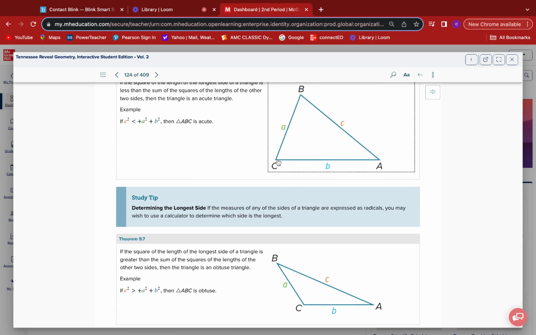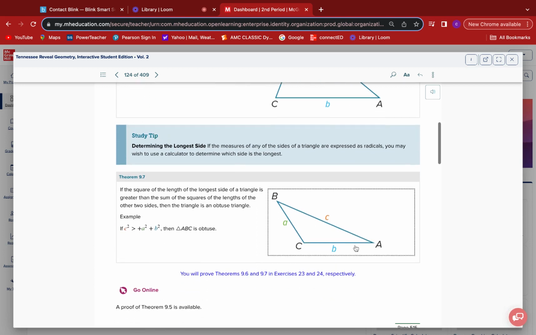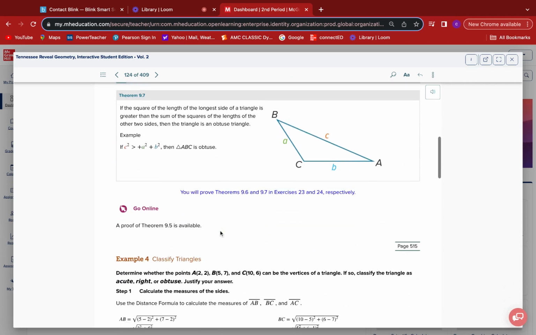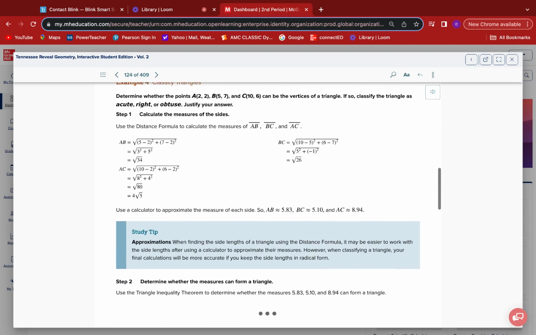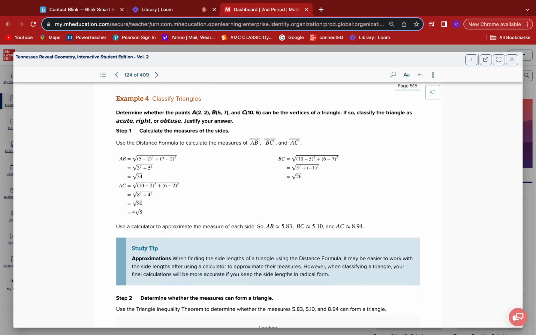So if it's an acute triangle, then of course c squared is going to be less than a squared plus b squared. And if it's obtuse, then c squared is going to be greater than a squared plus b squared. Okay. What we got here? Example number 4. Looks like they did it for us.